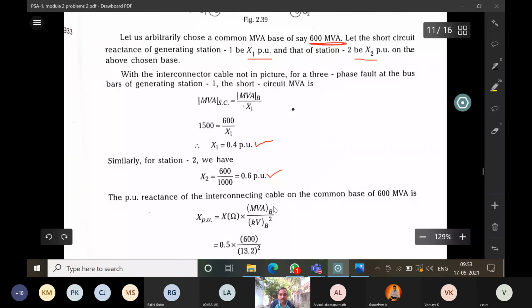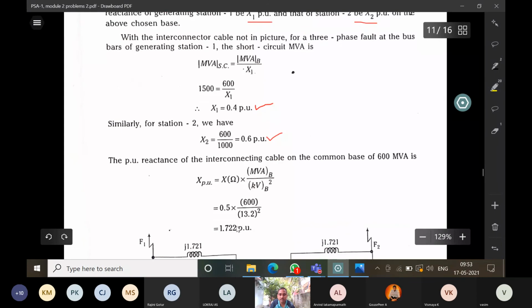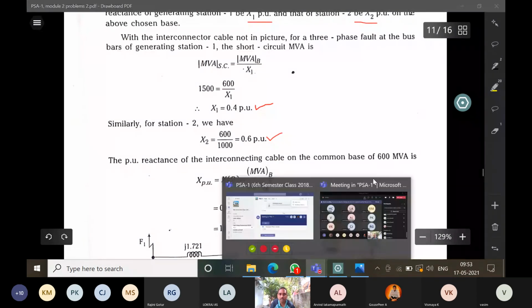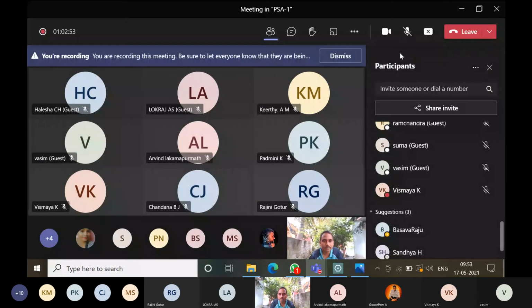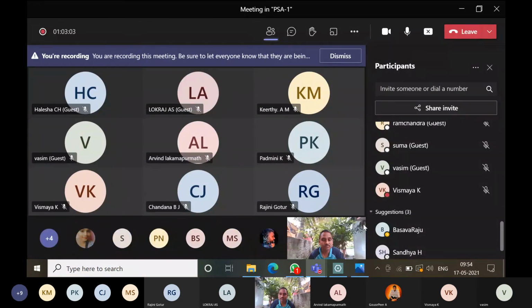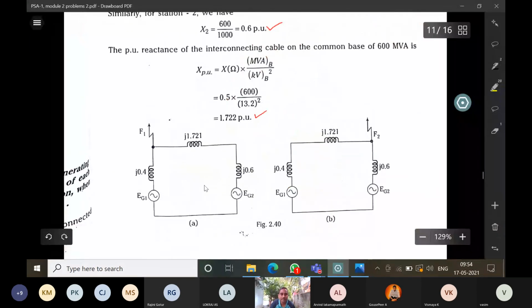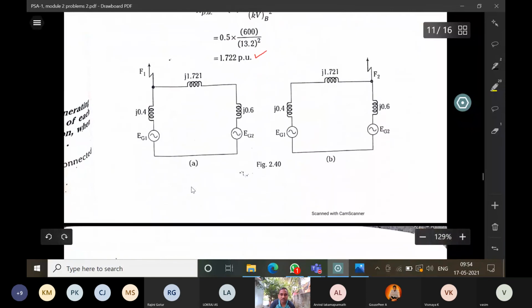And the reactance of the interconnected cable: old base by kV squared, new MVA is 600, that is chosen. So 0.5 divided by these things, you will get 1.722 per unit. Okay, so do it at home.